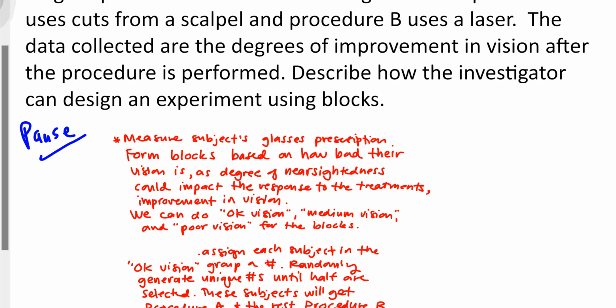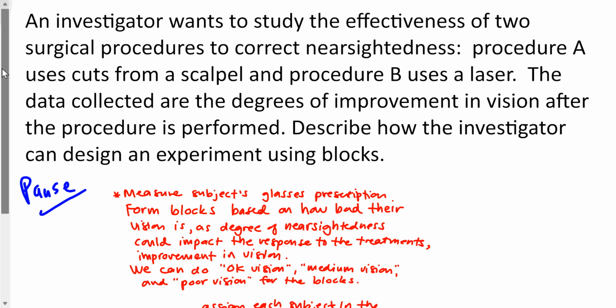All right. Looks like for this one, this is about surgical procedures to correct nearsightedness. So we were trying to measure subjects' glasses prescription, and form blocks based on how bad their vision is as a degree of nearsightedness, because some people don't have that bad of nearsightedness. So it might be an impact based on how they start. So we could do okay vision, medium vision, and poor vision. So we have 3 different blocks.